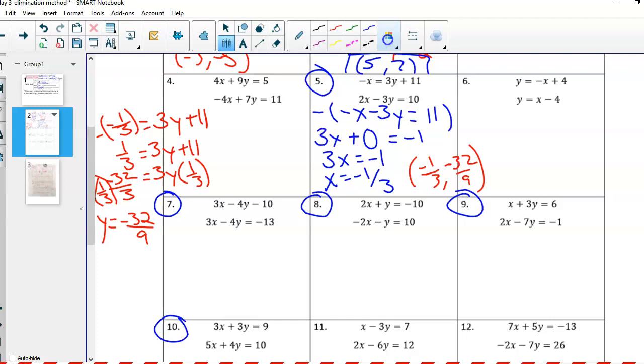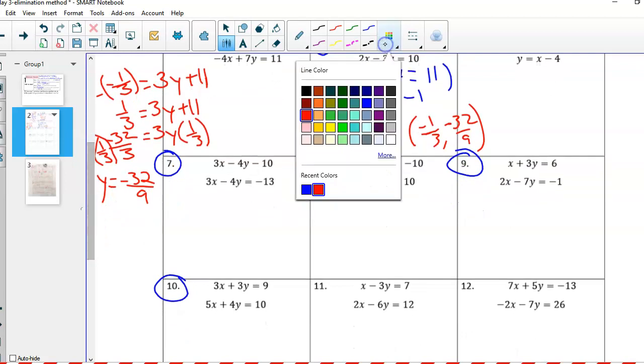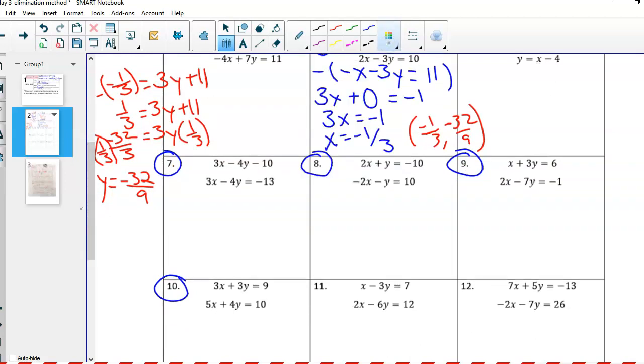In order for this solution to work, the coordinates have to be both fractions. In order for what to work? The solution. In order for this solution to work, it has to work for both equations. So we would just have to put both of those in and they would work for both. Okay. Do we have other questions on 5 before we move on?